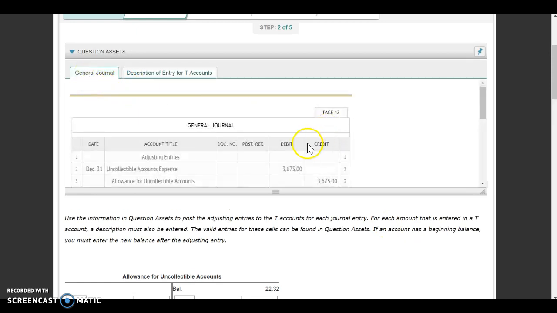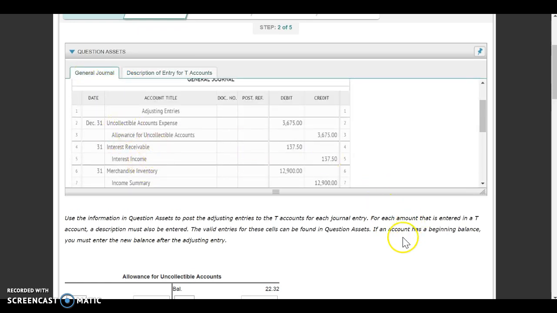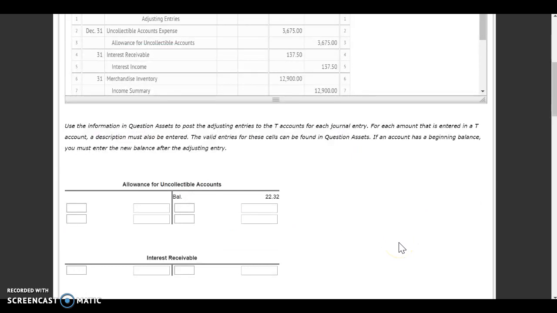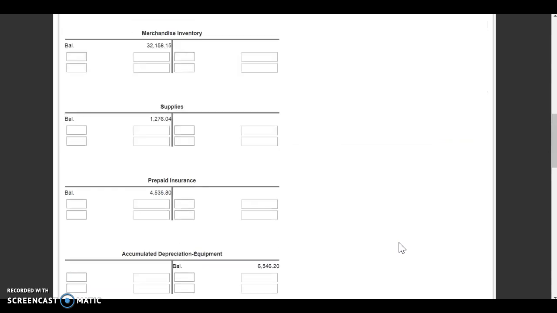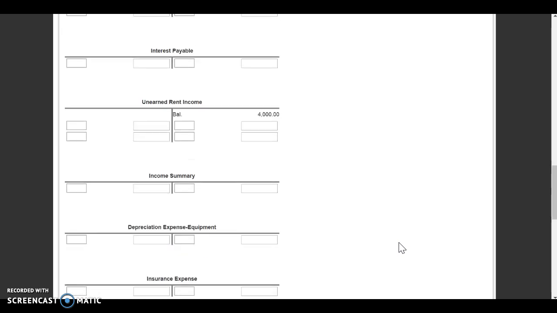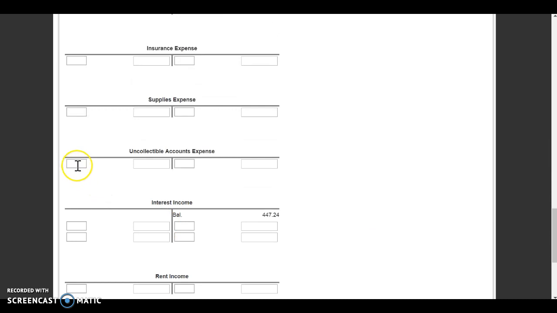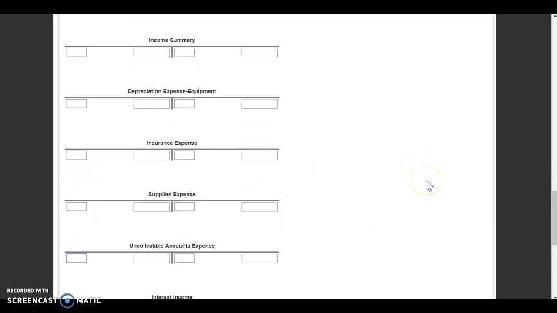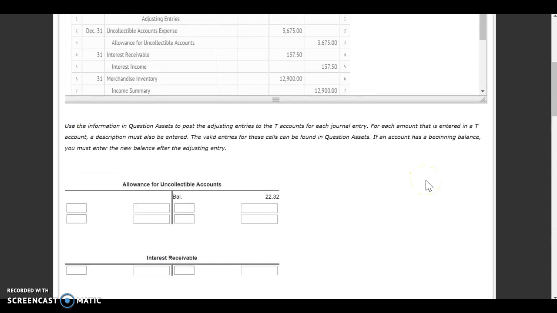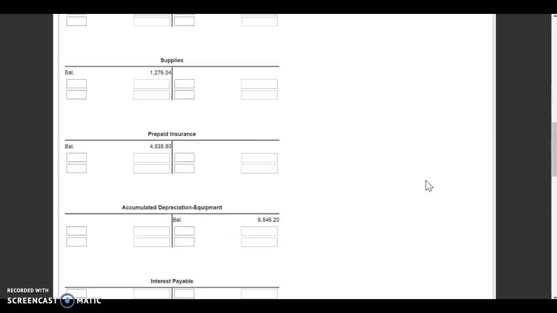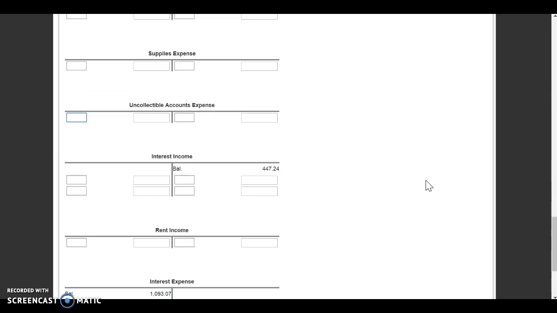So we're going to start on our general journal. We're going to start with uncollectible accounts expense. So I'm going to find my uncollectible accounts expense. I don't have to put the date here. These are all going to be adjusting entries, so I'm going to label them as ADJ. And that was a debit of $3,675.